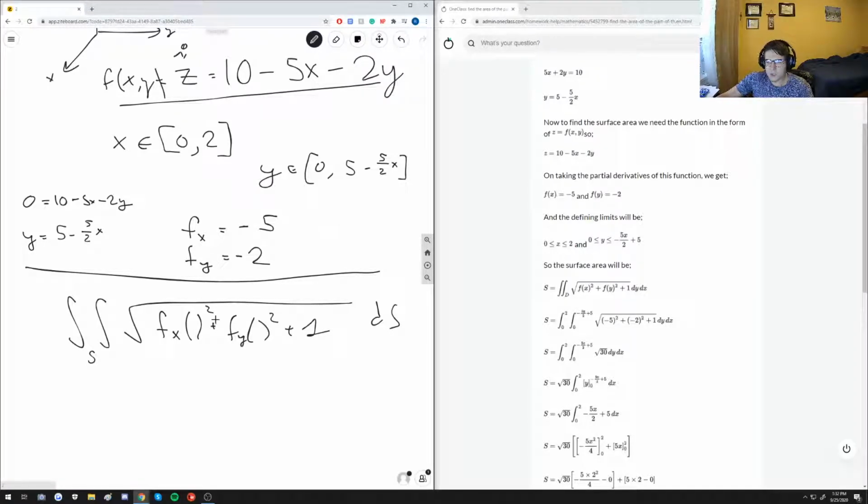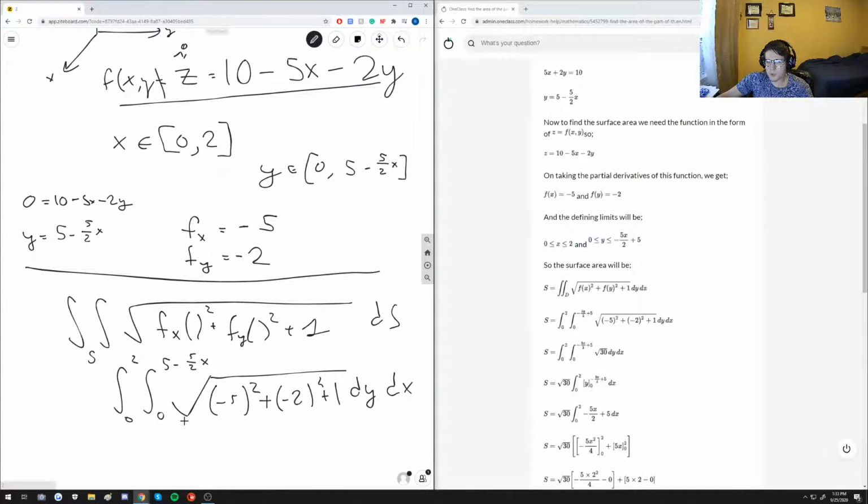All right. So plugging these values in, first let's put our bounds. We want to integrate over the variable bounds first. So 0 to 5 minus 5 halves x, 0 to 2, and then we know we're going to have dy first and then dx, right? So we are going to plug in f of x. We're going to get square root of minus 5 squared, and then our partial derivative with respect to y is minus 2, so minus 2 squared, and then plus 1.